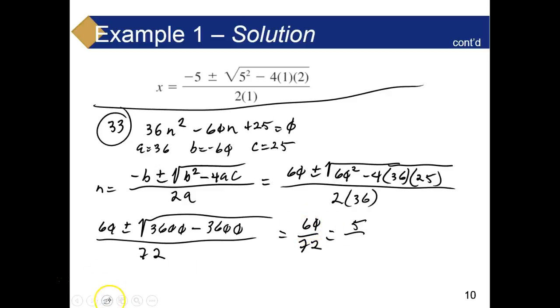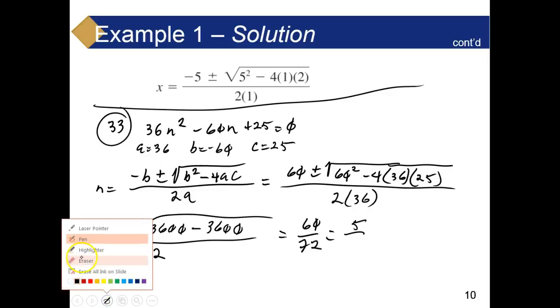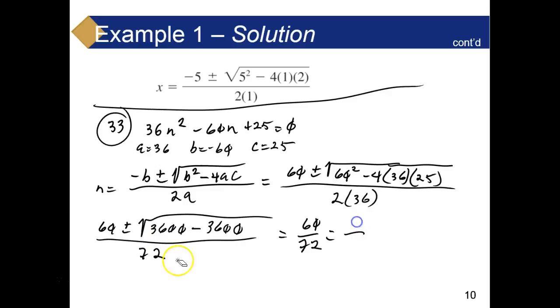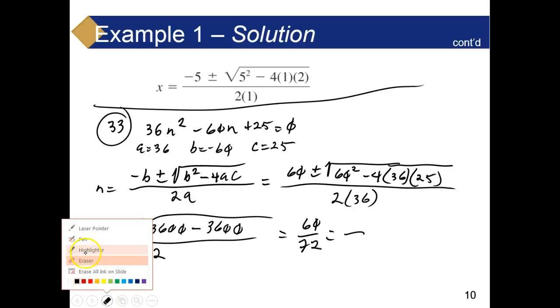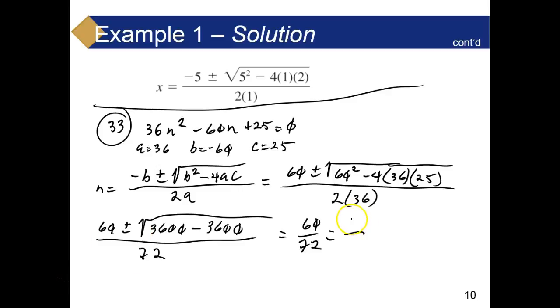Oh, divide by 5. Okay, I'm sorry, I misunderstood. Wait, let me, I'm slow. You got 10 over what? 10 over 12, which is 5/6. I think you got it. Yep, 5/6. That's it.